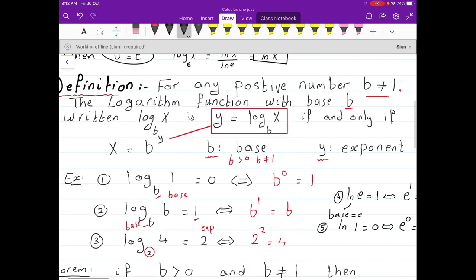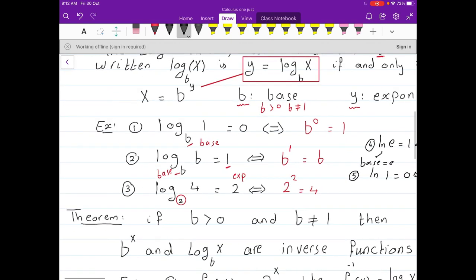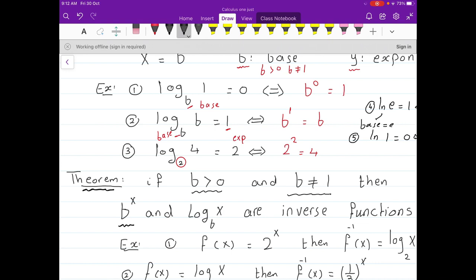Now, log x behaves like ln. In log x, the domain must be such that the inside of the log is positive, and this function is one to one, so it has inverse b to the power x. So we define a theorem: if b is positive and b does not equal 1, then b to the power x and log x for the base b are inverse functions.